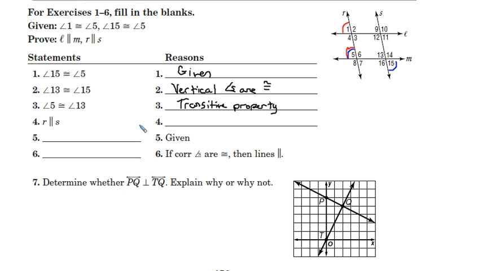Okay, and then we can say that line R is parallel to line S. Why can we say that? One of our postulates: if corresponding angles are congruent, and our corresponding angles, notice how 5 and 13, let's point those out. Here's angle 5 and here's angle 13. They correspond to each other. If they're congruent, then lines are parallel.